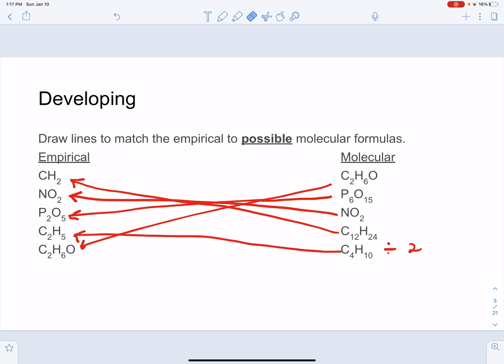Okay, so the point of this particular problem is for you to understand that empirical formulas and molecular formulas can be the same.